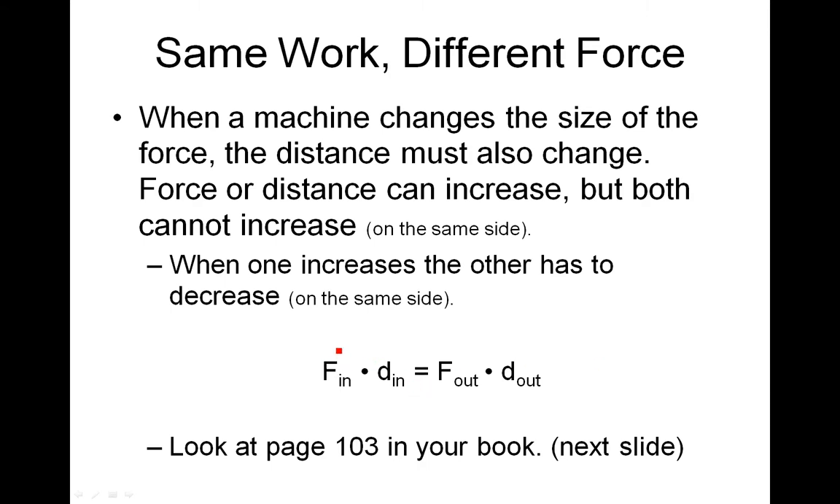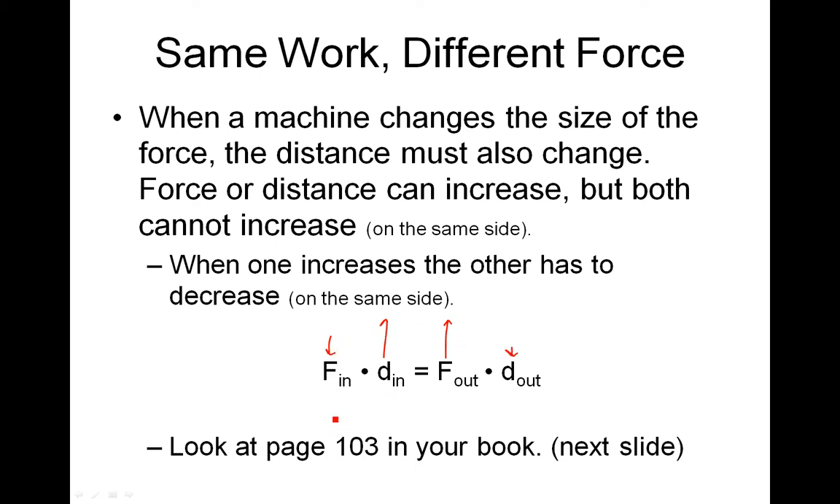So let's say you're doing a lower force in. That means you have to do that force for a bigger distance. That means on the outside, the machine is going to give you a bigger force over a smaller distance. Okay? Notice how they're opposite. Little force in gives you big force out. Little distance out is big distance in. Okay? And they have to be opposite. They have to be little big, big little.